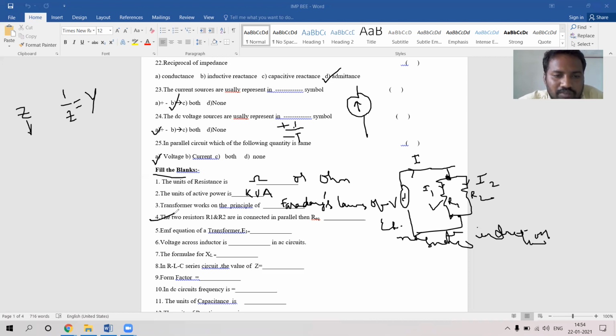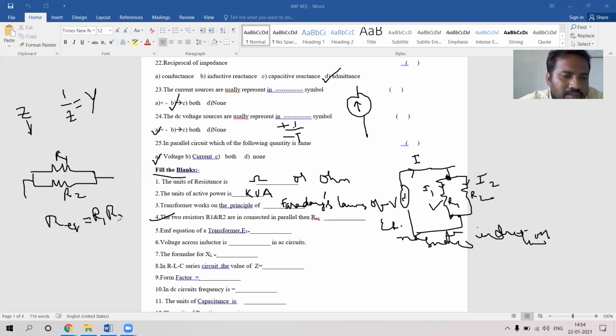Next question. When two resistors are connected in parallel, what is the R equivalent? You have to find the R equivalent for these two resistors. Parallel means current divides, no? So when we find the R equivalent for parallel, you just do product by sum: R1 R2 by R1 plus R2.